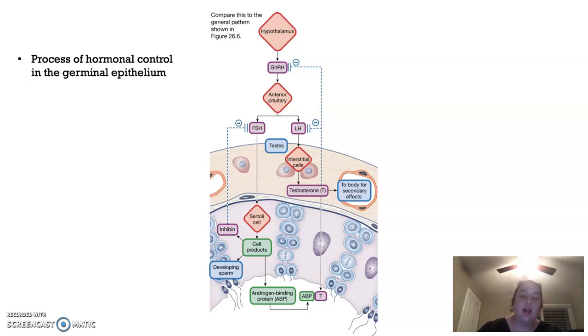But if you follow the path of the FSH, those then go to the Sertoli cells, which then release the inhibin, and they go to the developing sperm, as well as then going to the androgen binding protein, ABP, which then you also see linking up with the testosterone again.